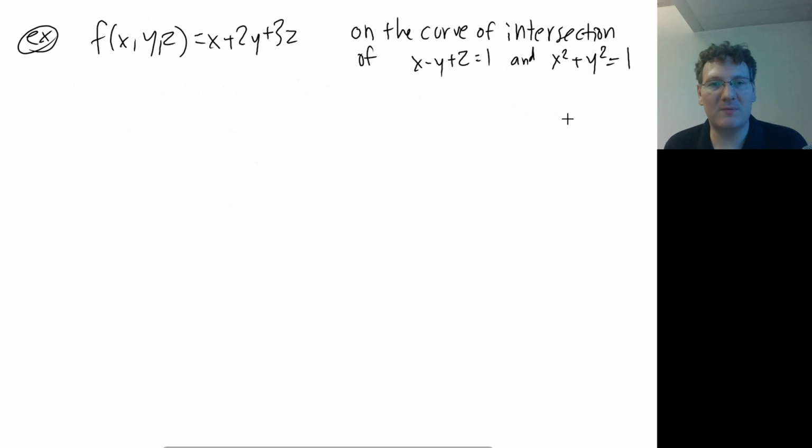Okay, let's look for the extreme values, or the points where the extreme values take place, of this function f of x, y, z, x plus 2y plus 3z, on the curve that's the intersection of this plane and this cylinder: the plane x minus y plus z equals 1, and x squared plus y squared equals 1. So we're going to find the gradient of f first off, right?